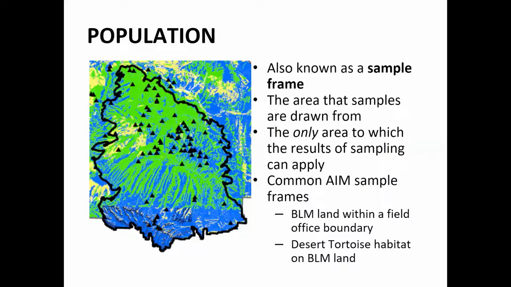The extent depends on the project though. For example, a sampling design trying to answer questions about a field office's land use plan, which covers the whole office, would use all BLM land within the field office as its sample frame. Likewise, an effort focused on sage-grouse would probably use a sample frame restricted to sage-grouse habitat. In that case, the data collected would be only applicable to the sage-grouse habitat and not to any areas outside of it, because the inference area is limited to the extent of the sample frame.